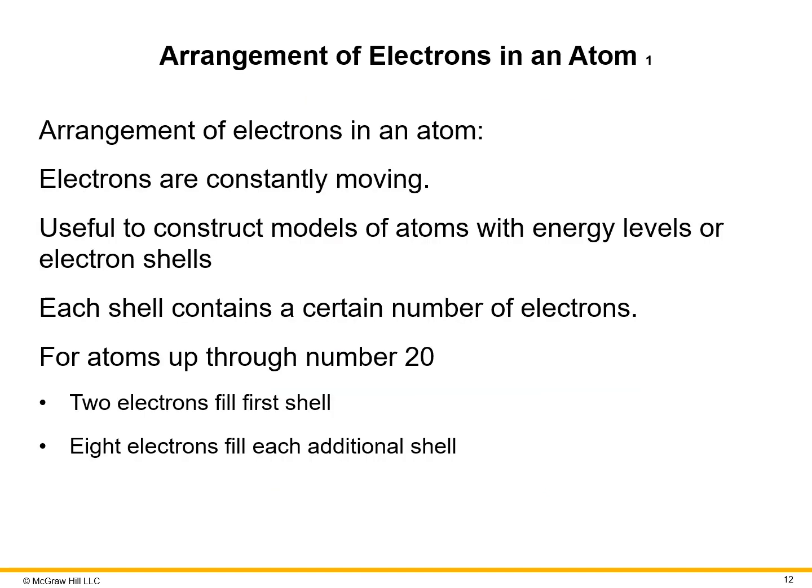And the stability of the isotopes, when it's said unstable or the half-life is different, that refers to the arrangement of electrons in their shell. So the arrangement of electrons in an atom, their electrons are always moving, so it's useful to make these models with energy levels, or like these electron shells, to give you a visual. Each shell contains a certain number of electrons. For atoms up through the number 20, you have 2 that fill the first shell, 8 electrons fill each additional shell.